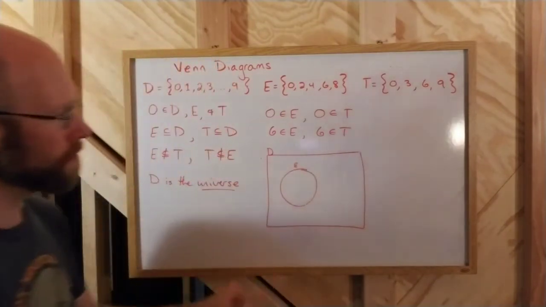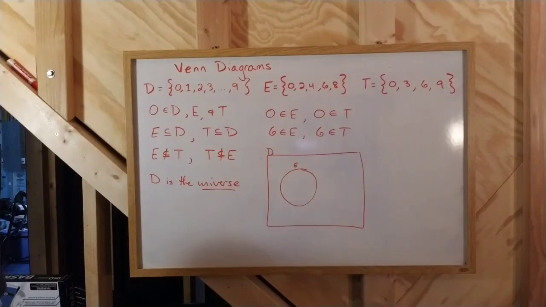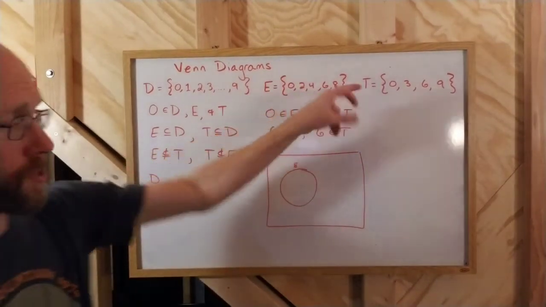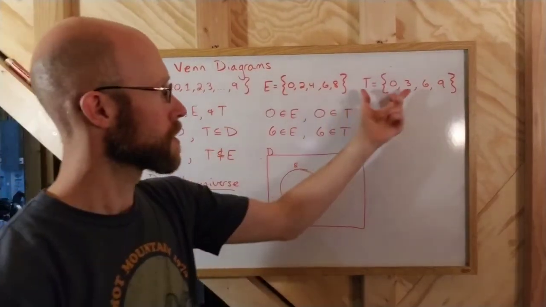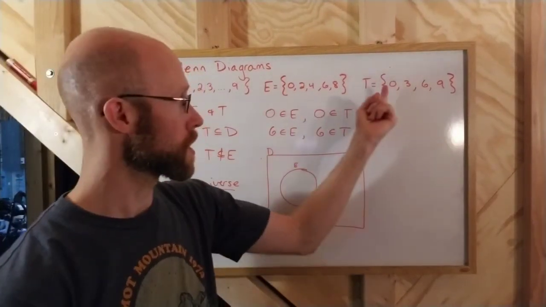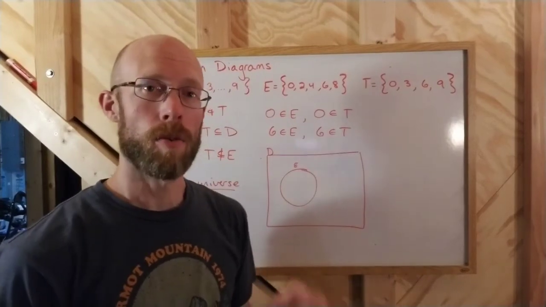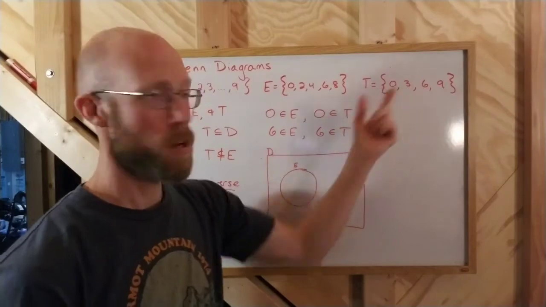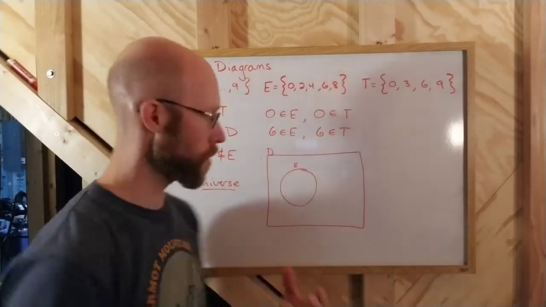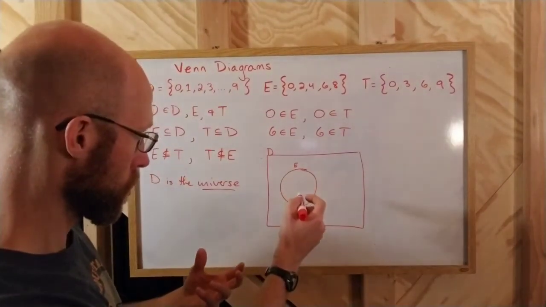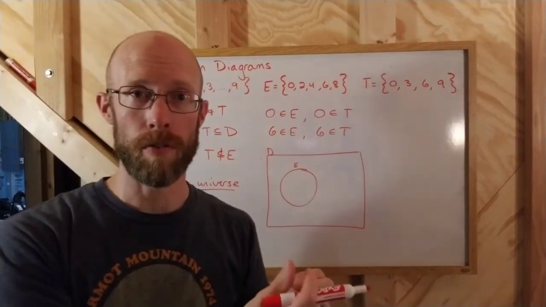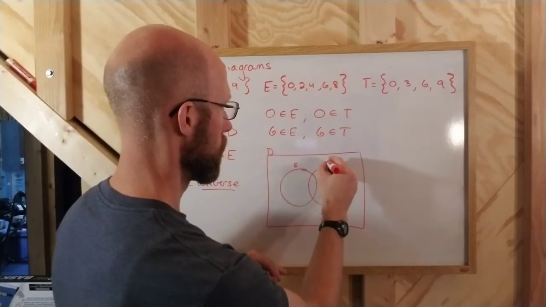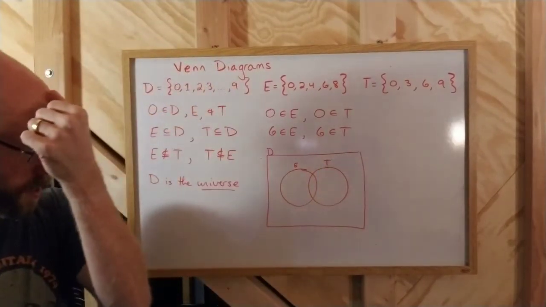That one is E. Now E should contain all of the points 0, 2, 4, 6, 8. T is going to be another circle, and it's going to contain 0, 3, 6, 9. Interestingly, I want 0 and 6, because they're in both, to be in both circles. So how do I make another circle that'll have points in both of them? Well, I just have to overlap them a bit. Okay, so T is over there.